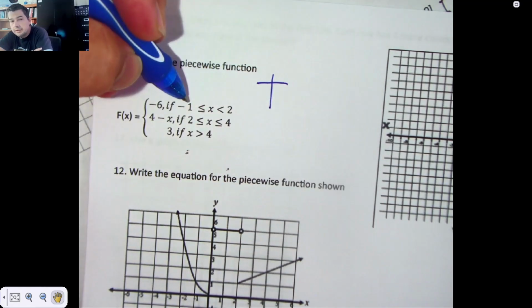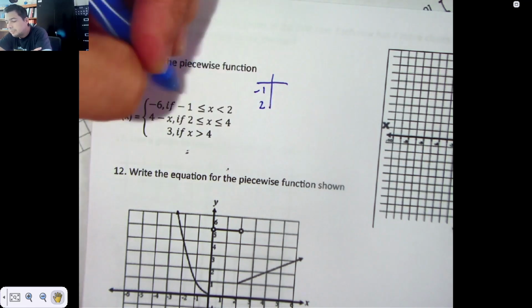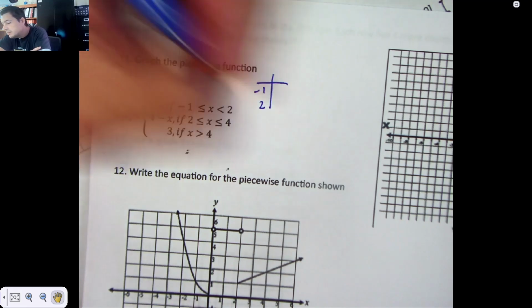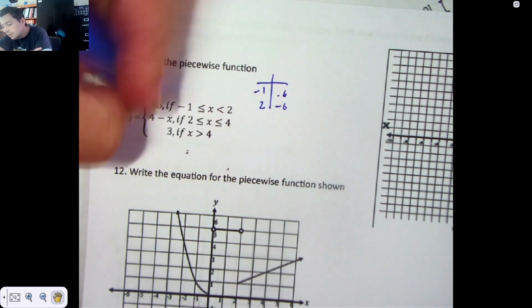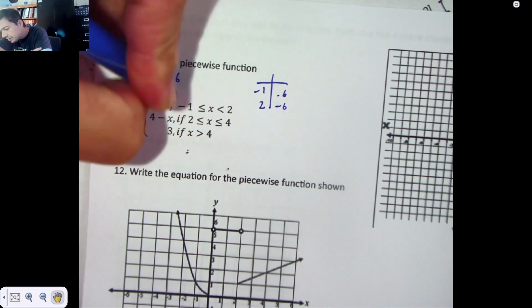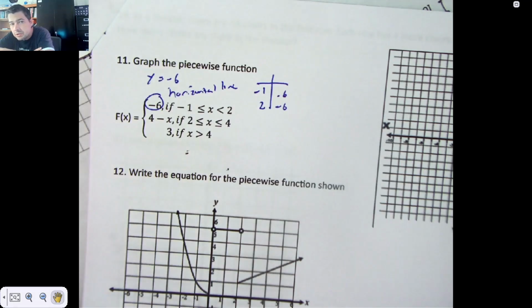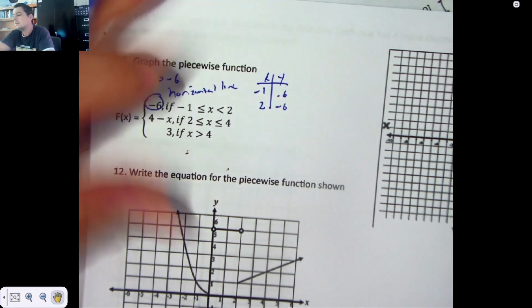Your input is going to be things between -1 and 2. Your output, no matter what you do, is -6. You're supposed to know that's y equals -6. It's a horizontal line. You have been expected to know that since you were in 7th grade. What's the problem? I don't understand the problem.